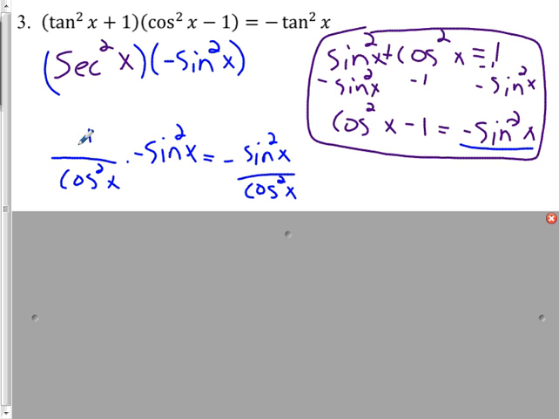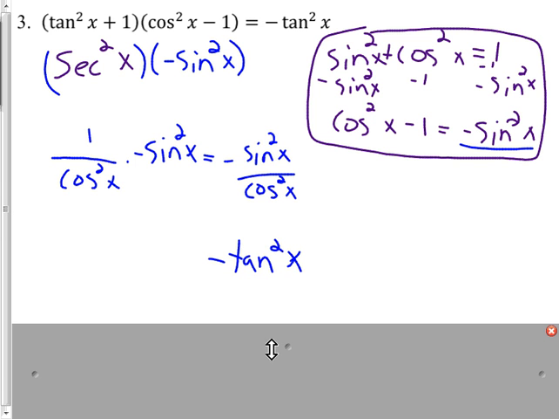Once you change secant squared of x to 1 over cosine squared of x, and we still have the negative sine squared of x there, it becomes negative sine squared of x over cosine squared of x, which is the same thing as negative tangent squared, right? Sine over cosine is tangent, so sine squared over cosine squared is tangent squared of x, and the negative just follows suit.